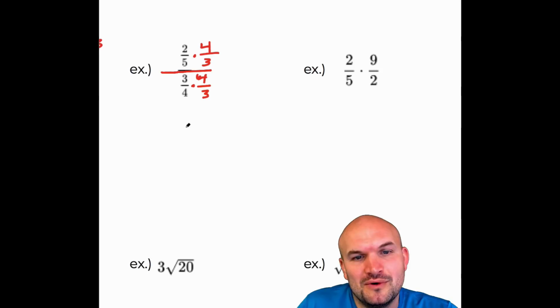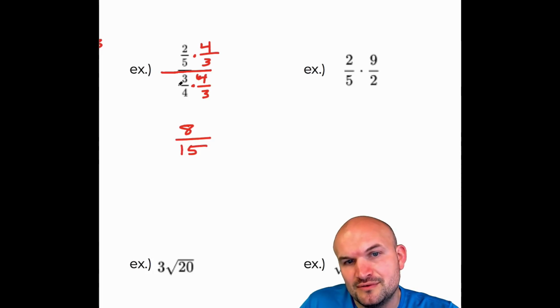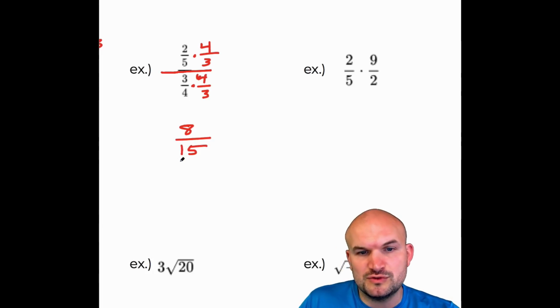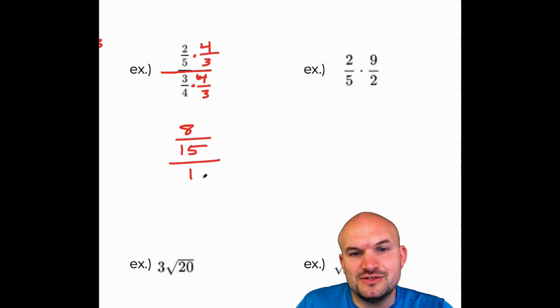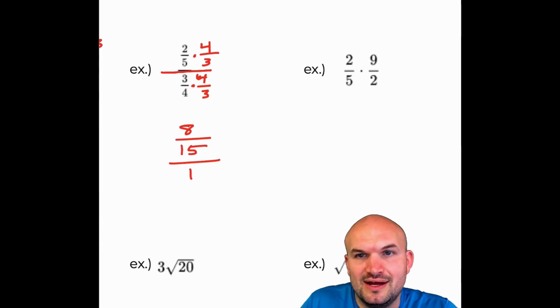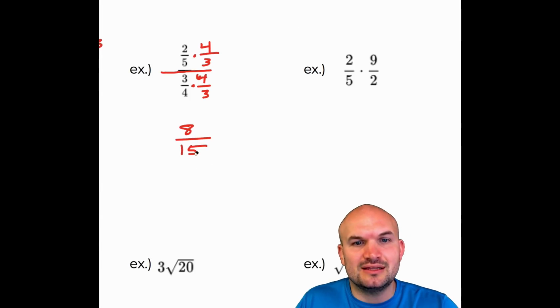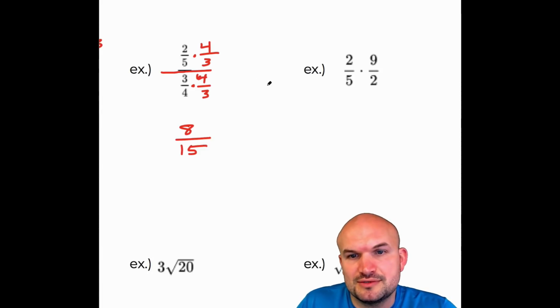So 2 times 4 is 8. And then 5 times 3 is 15. And then here you can see that this becomes 12 over 12, which is really just 1. And the nice thing about getting this denominator to be 1 is you can see that we don't really need to write that 1 right there, right? I mean, why write 8/15 over 1? So we can just eliminate that and just keep our numerator as our final result.